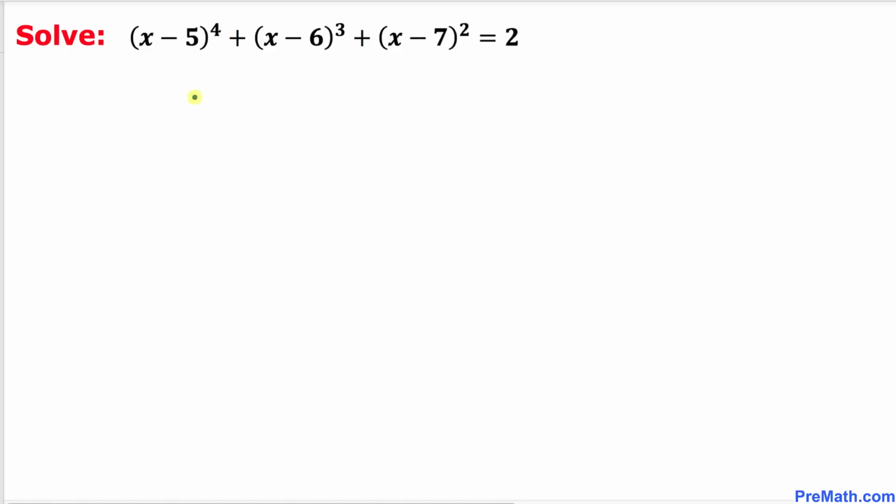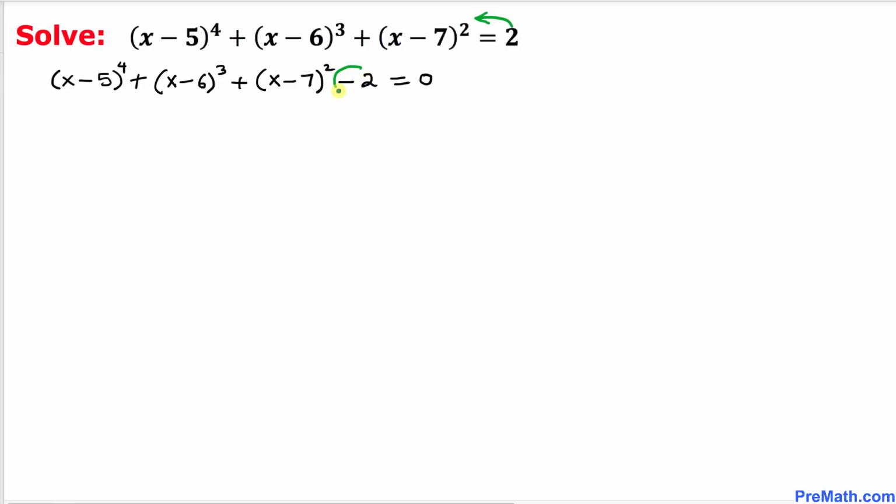Here's our equation: (x − 5)^4 + (x − 6)^3 + (x − 7)^2 = 2. And now we are going to solve for x. So let's go ahead and get started with the solution. Here's the very first thing we are going to do: let's move this 2 to the left hand side.